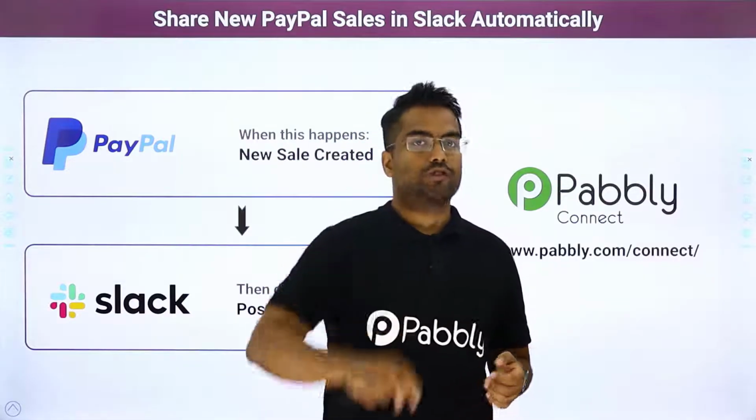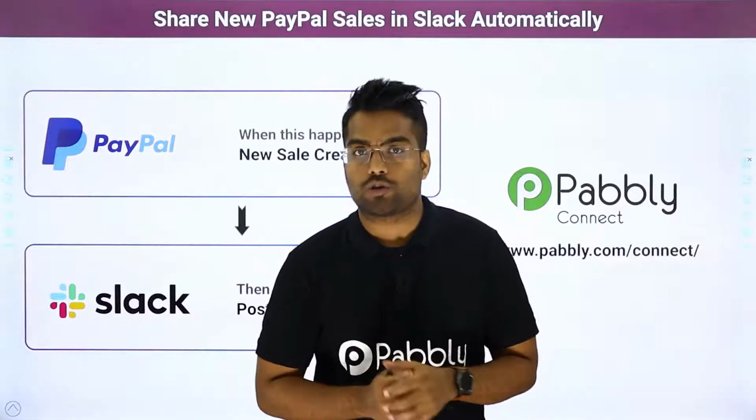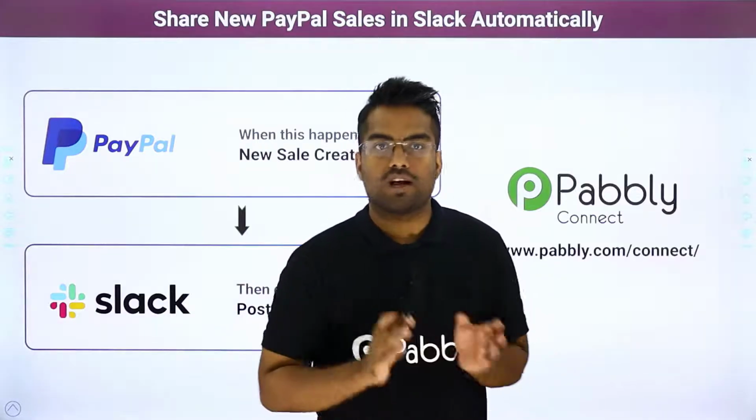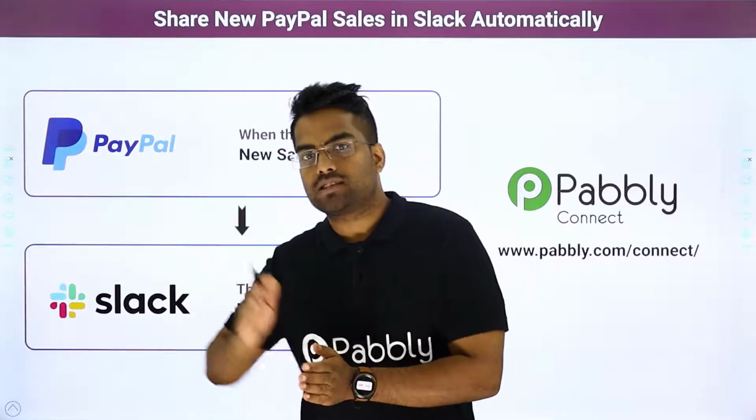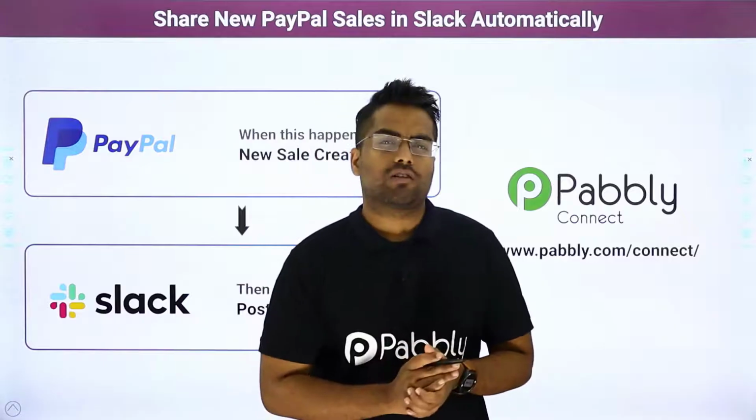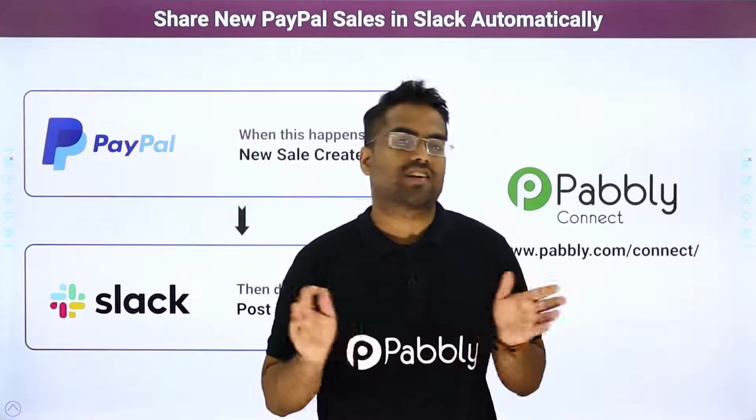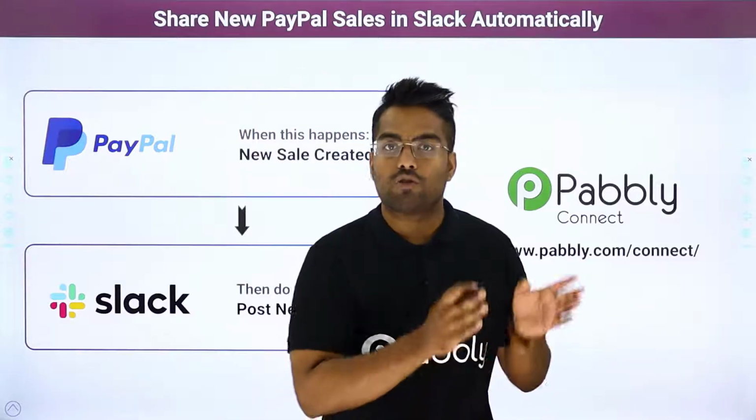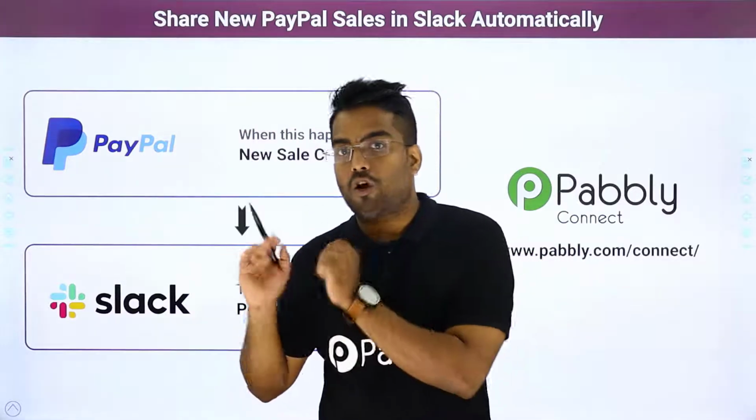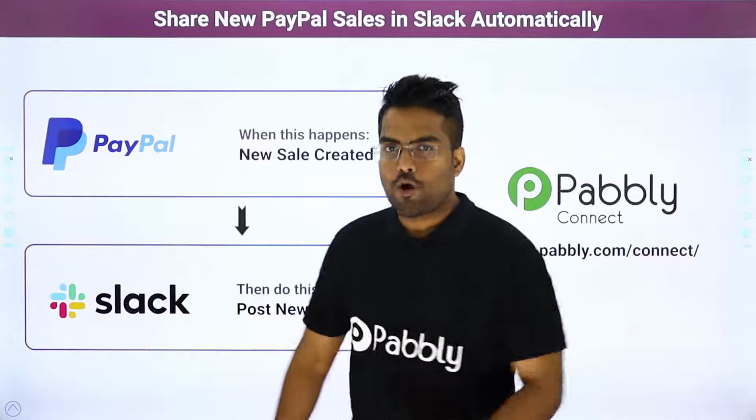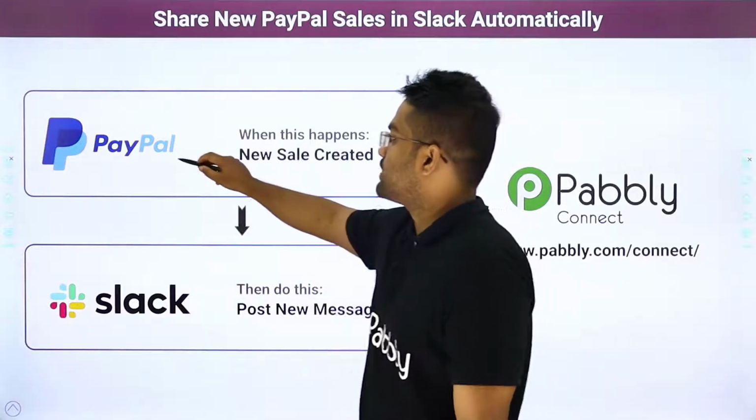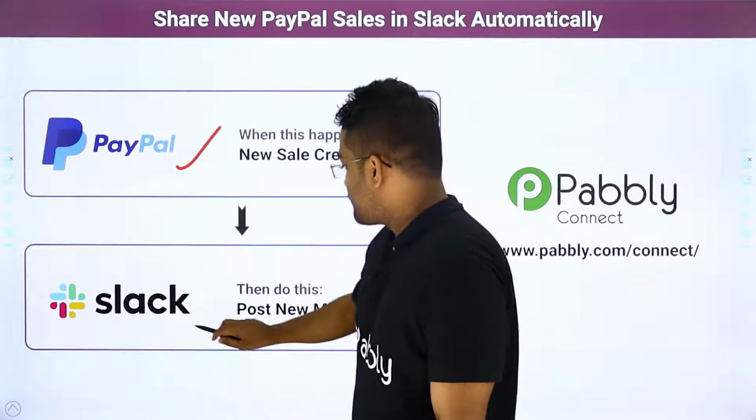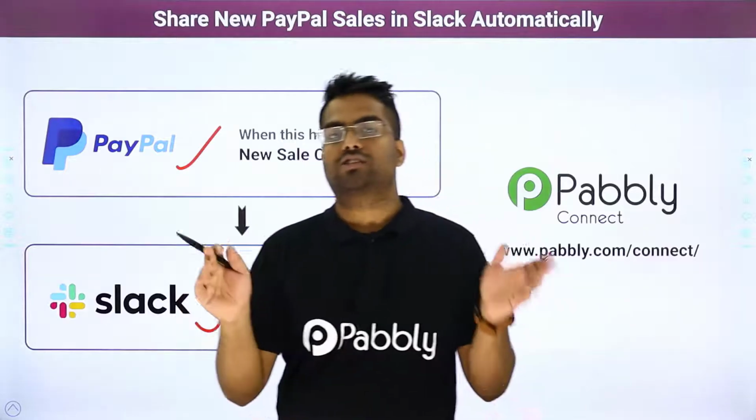So here you have two choices. The first choice is you can copy the details of John from PayPal, sort it out, compose a message and send it manually on Slack. Now this is very repetitive and tiresome because you will be generating a lot of sales and each time you have to create a message and send it on Slack. So how about you bring in some automation so that whenever there is a new sale on PayPal, it will automatically post a message on Slack?